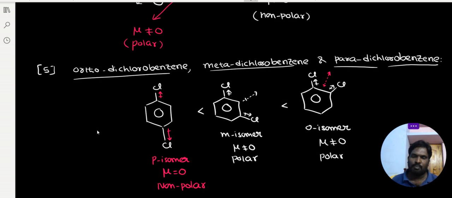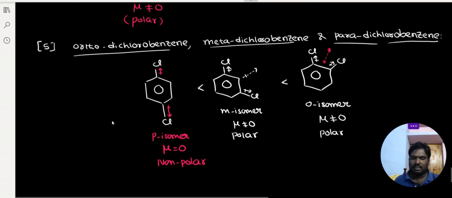So this is a very, very important application. Clear? Para here is completely 0. Para dichlorobenzene has mu value 0, a purely non-polar molecule.